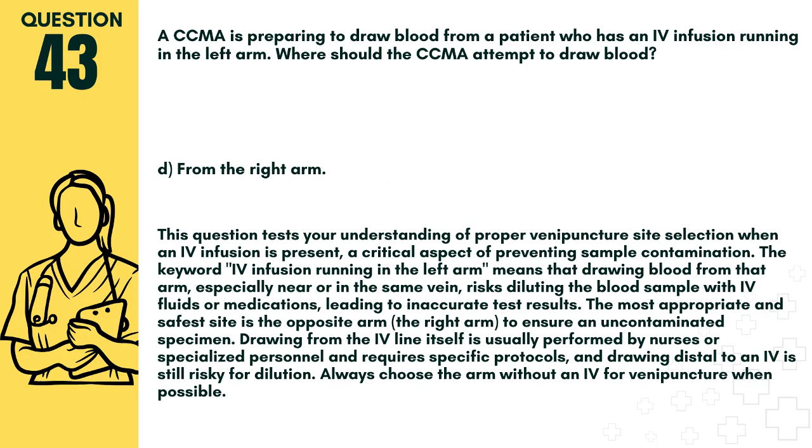Answer, D. From the right arm. This question tests your understanding of proper venipuncture site selection when an IV infusion is present, a critical aspect of preventing sample contamination. The keyword infusion running in the left arm means that drawing blood from that arm, especially near or in the same vein, risks diluting the blood sample with IV fluids or medications, leading to inaccurate test results. The most appropriate and safest site is the opposite arm, the right arm, to ensure an uncontaminated specimen.